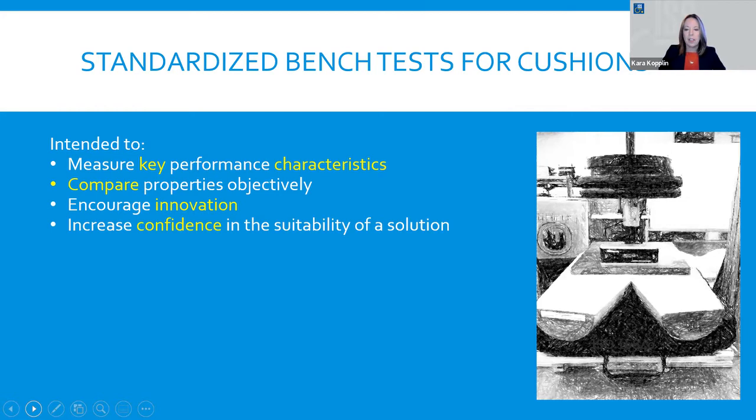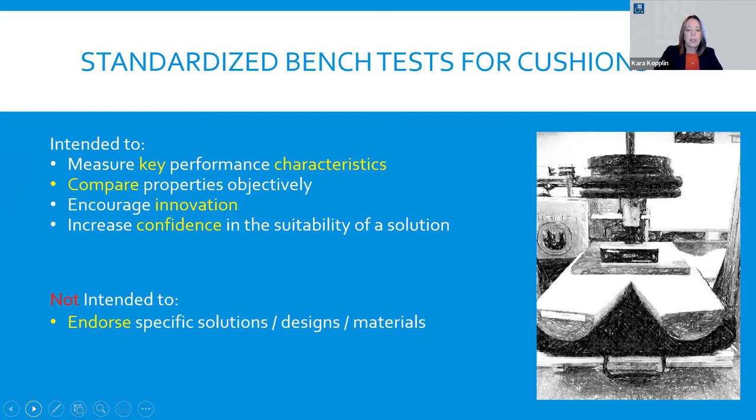So if there are specific needs for the client that you're looking for, and you know what characteristics you want the cushion to have, you can often turn to the bench test to see how they perform and how they meet those needs. They're not intended to endorse specific solutions or designs or materials. These are objective test measures of performance. So it doesn't matter if that performance is achieved with foam or air or gel or honeycombs. It's all about the end interaction with the client.